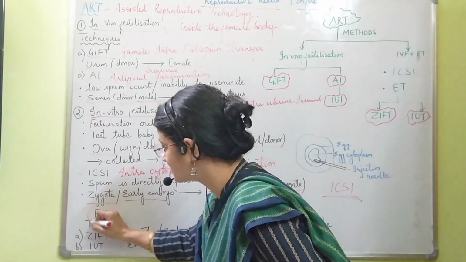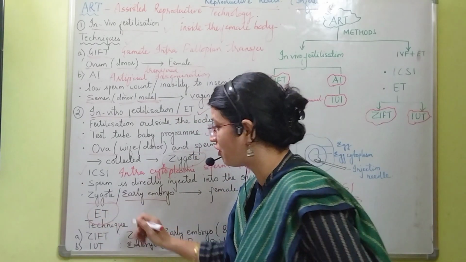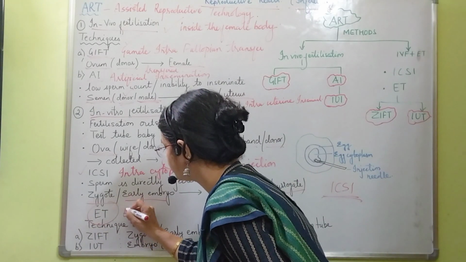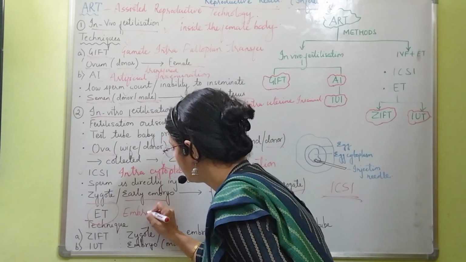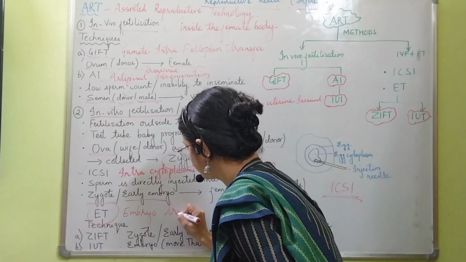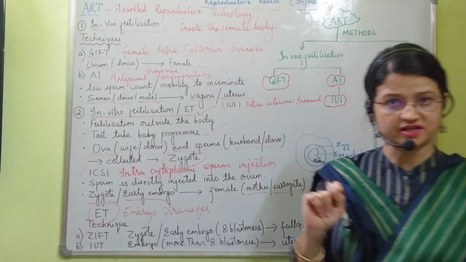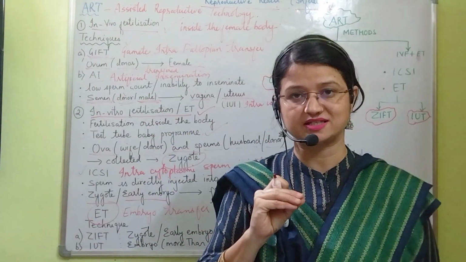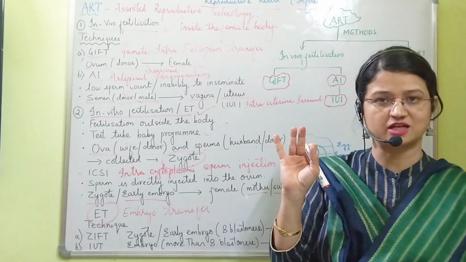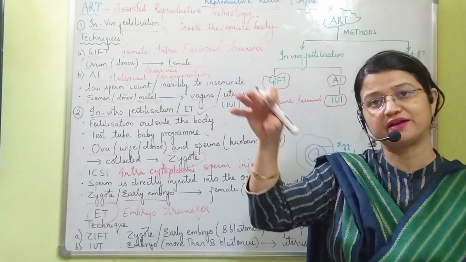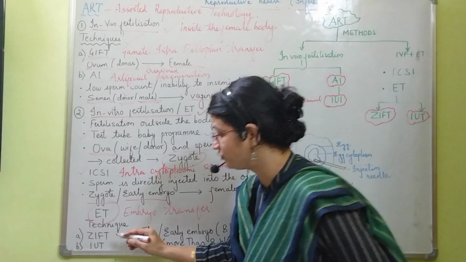But first of all, we will see ET. ET stands for embryo transfer. Now what is this? We have done fertilization outside the body. Zygote formation has taken place. Embryo formation has taken place. Now we have to transfer that embryo. Here we can do two techniques.